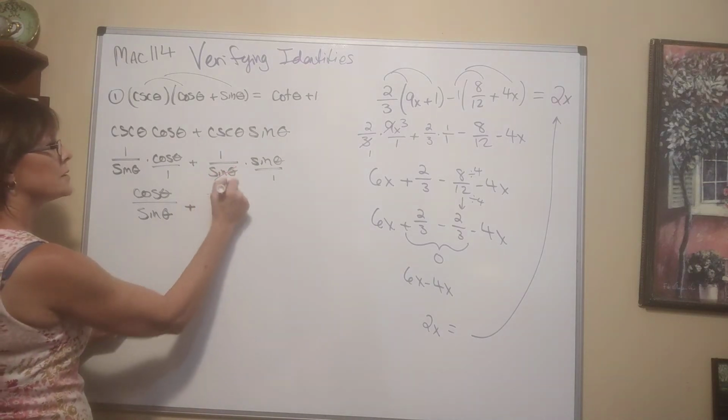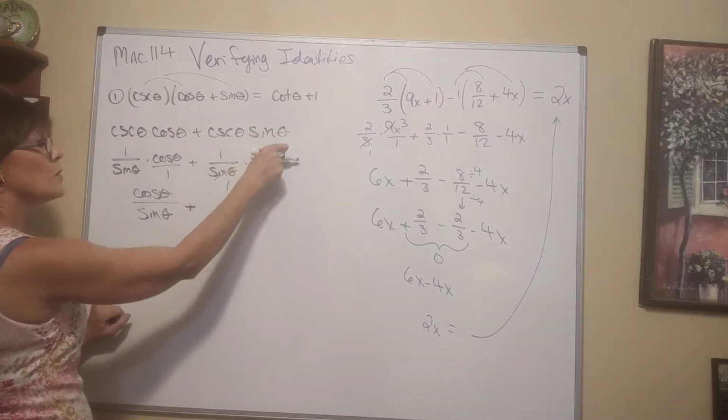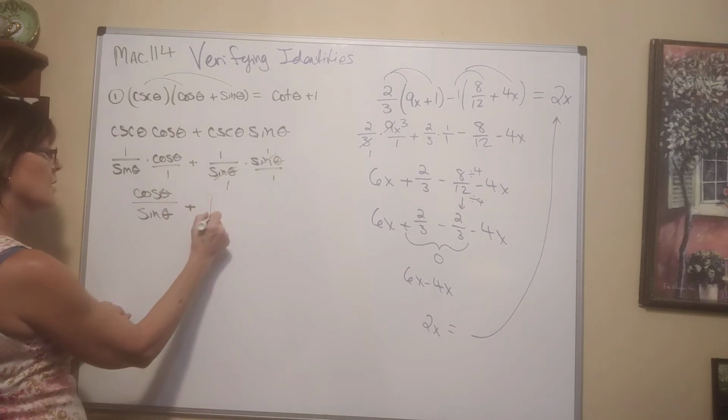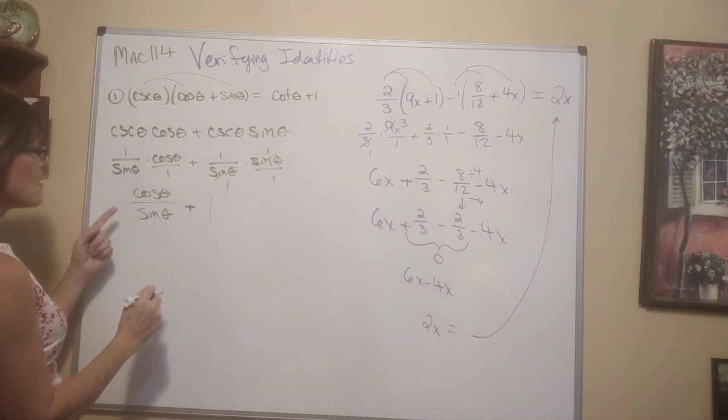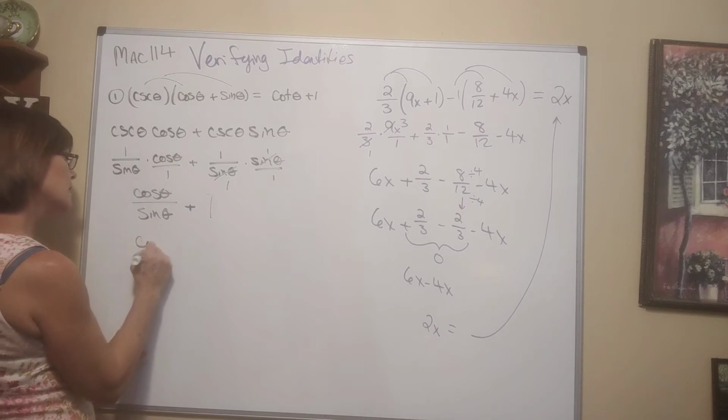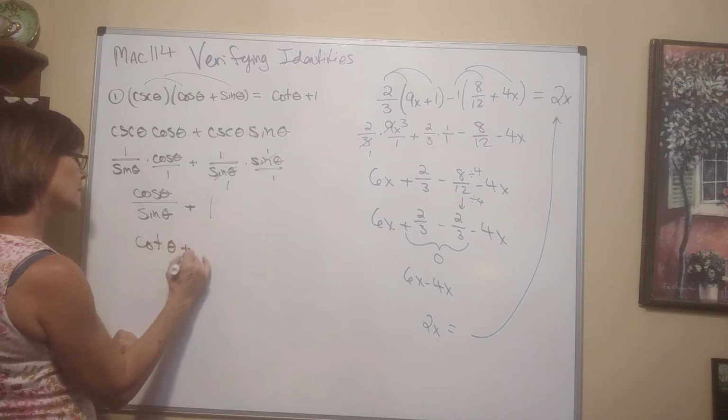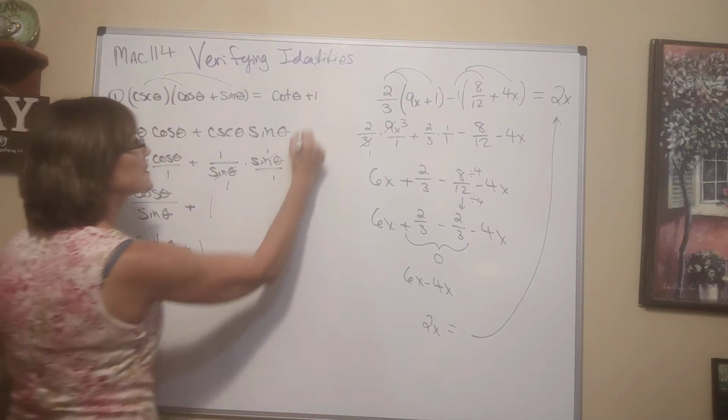Oh, you know what? Let's just say this goes into this 1. So 1 times 1 over 1 times 1 is a 1. All right. Cosine over sine is really cotangent of theta plus 1. Oh, then I made this look like this.